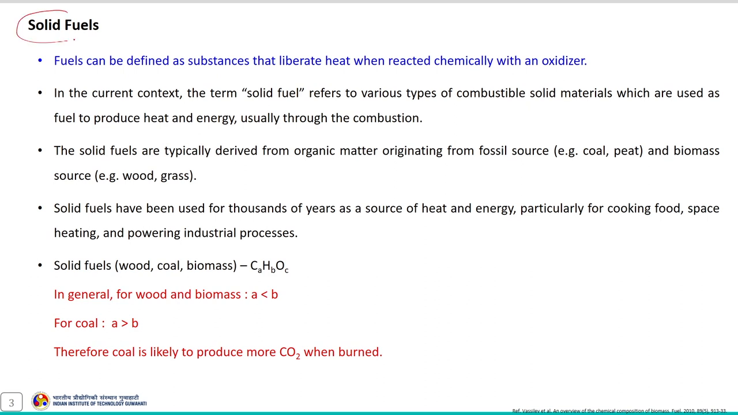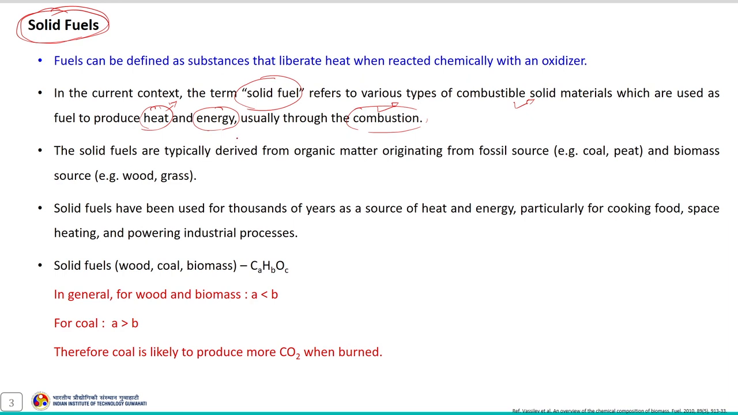So, at first, what is solid fuels? In that, first we will discuss the fuels and then we will talk about the solid fuels in detail. Fuels can be defined as substances that liberate heat when reacted chemically with an oxidizer, and the oxidizer used during this chemical reaction may be air or pure oxygen, or sometimes it may be steam. In the context of this module, the term solid fuel refers to various types of combustible solid materials which are used as fuel to produce heat and energy. And the production of heat is usually carried out through combustion operation.